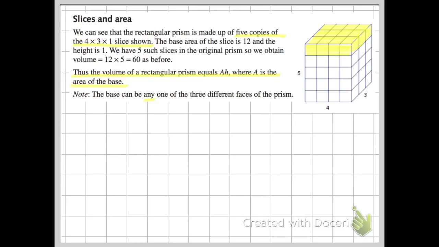And remember that the base can in fact be any face of the prism. So here it is, another very useful formula for determining the volume of a rectangular prism. So to finish the example, the area of the base is 12 multiplied by 5, and we get 60 units cubed.